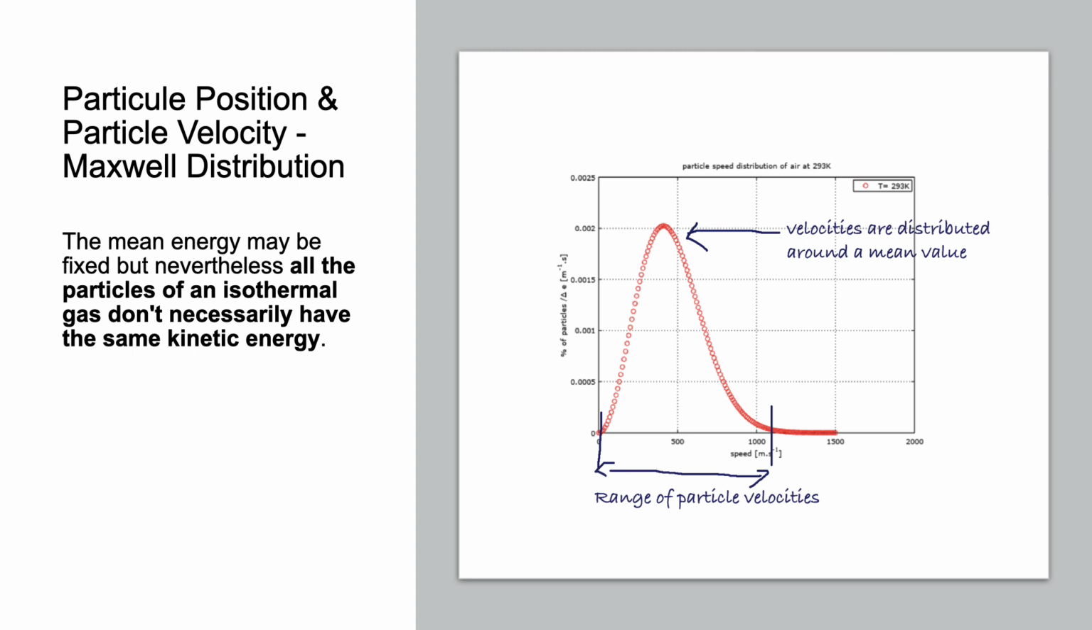Now we still need to make the link between particle position and particle velocity. If we think about the mean energy, which is fixed, like I just told you, the problem is that all the particles in a thermal gas don't necessarily have the same kinetic energy, right? So you have a range of particles, you have velocities which are distributed around a mean value, so you have this kind of distribution of kinetic energies.